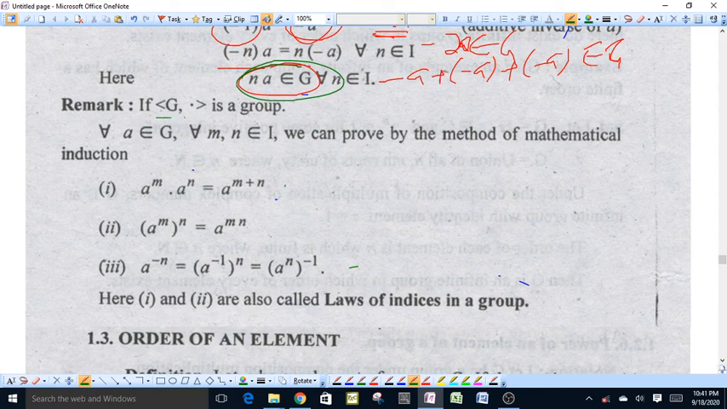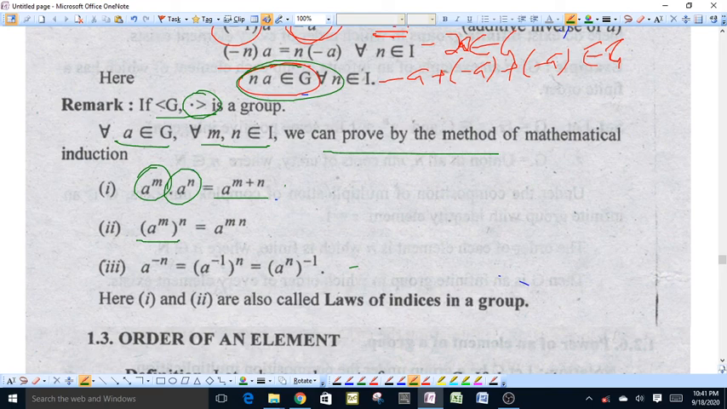In a group G, under a given operation, this operation may be a multiplication or addition operation. For all a element of G, for positive integers m and n, we can easily prove with the help of mathematical induction: a raised to power m into a raised to power n is equal to a raised to power m plus n. Also, a raised to power m raised to power n is equal to a raised to power mn.